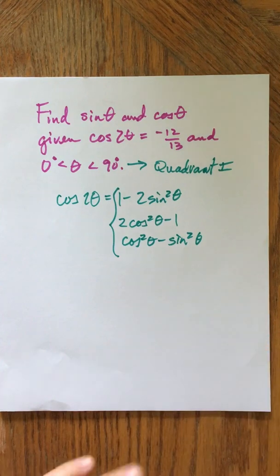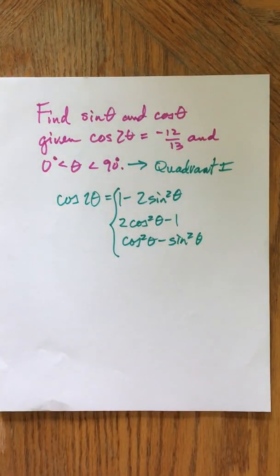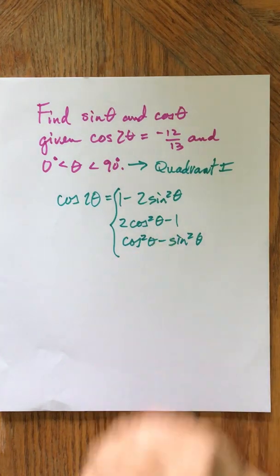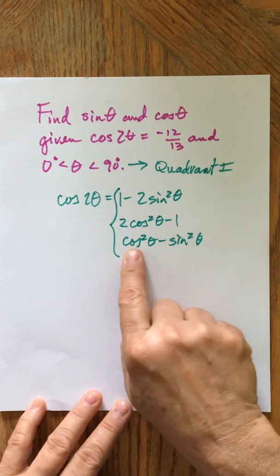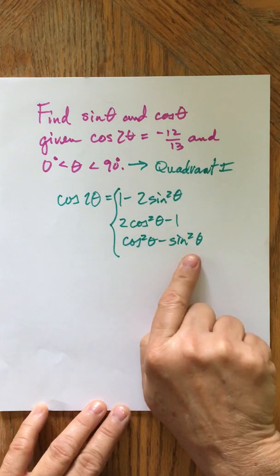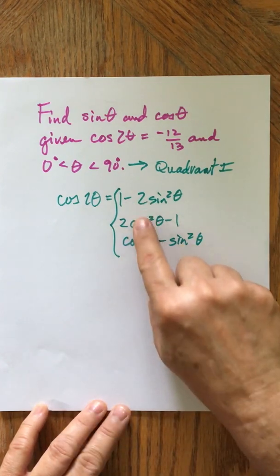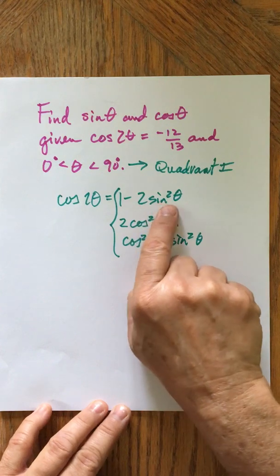So I need to use an identity. And here's my identities for cosine of 2 theta. It's 1 minus 2 sine squared theta, or 2 cosine squared theta minus 1, or cosine squared theta minus sine squared theta. So first I have to decide which of these three I'm going to use. I don't want to use the one that has both cosine and sine in it. So I could use either one of these two. I'm going to go ahead and use the first one.